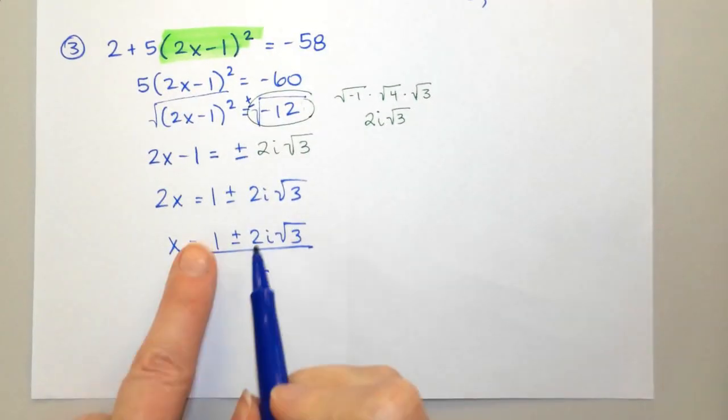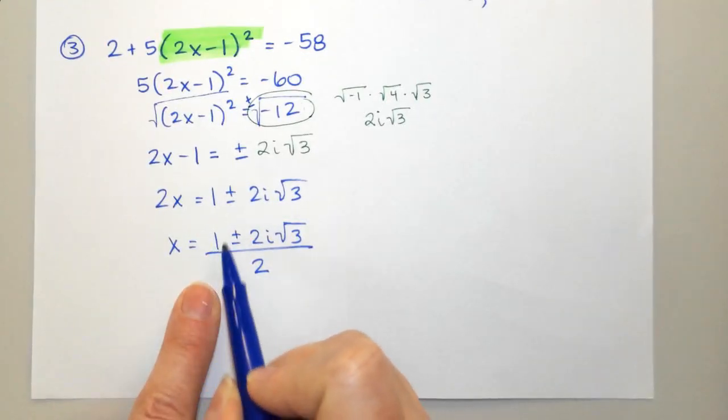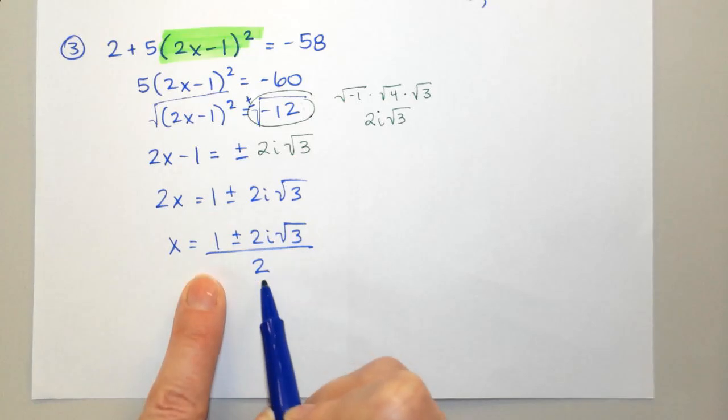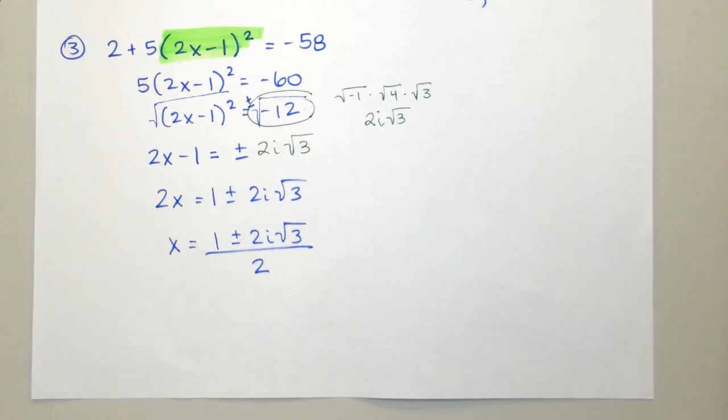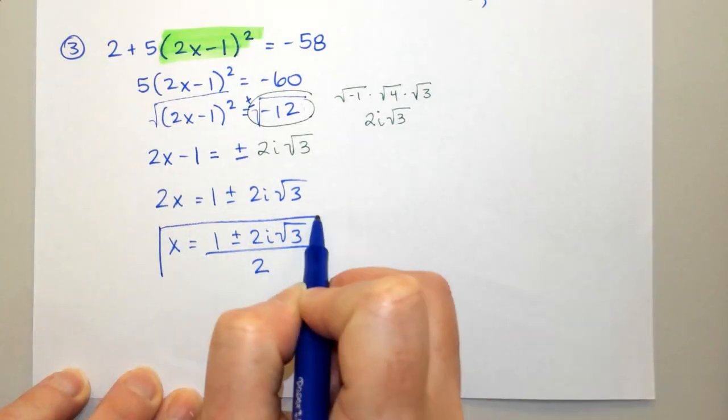If both of these terms were divisible by 2, so if this was like a 2, 4, 6, some sort of even number, then I would go ahead and divide each of them by 2 and simplify further. So any questions from me about this?